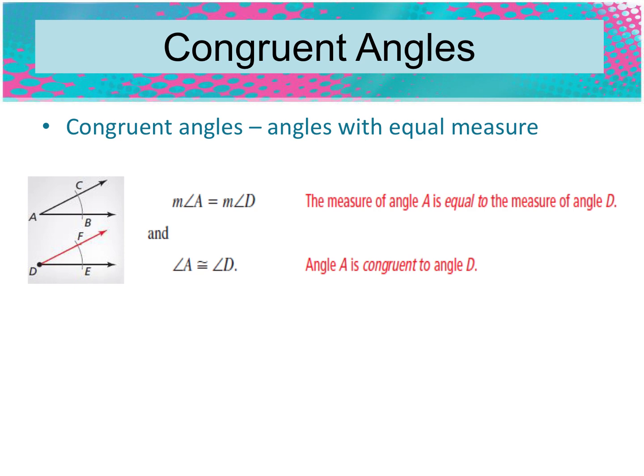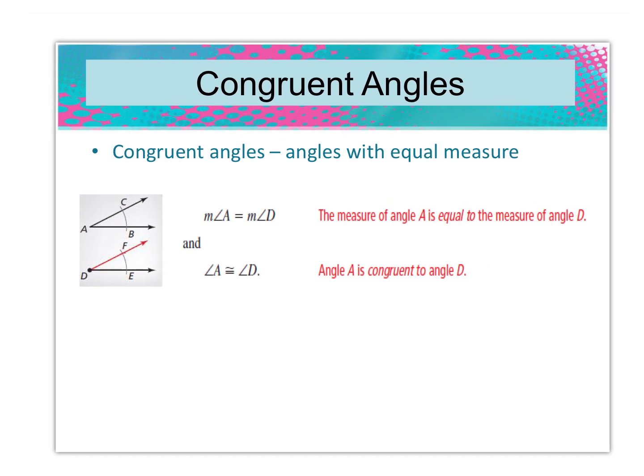Next thing we're going to talk about, now that we know how to identify angle measures, we know how to use the protractor postulate, we know how to classify angles as being acute, right, obtuse, or straight. Now we're going to talk about congruent angles. Remember, congruent means same size and shape, okay? So here what we're saying is congruent angles are angles that happen to have equal measure, okay?